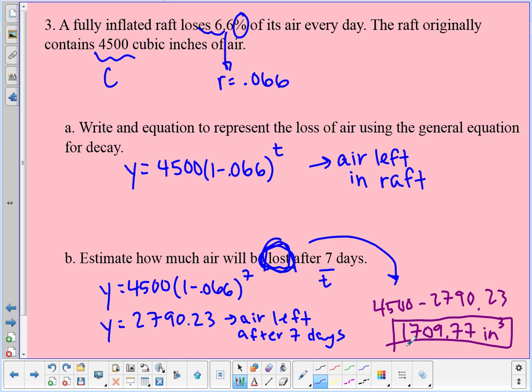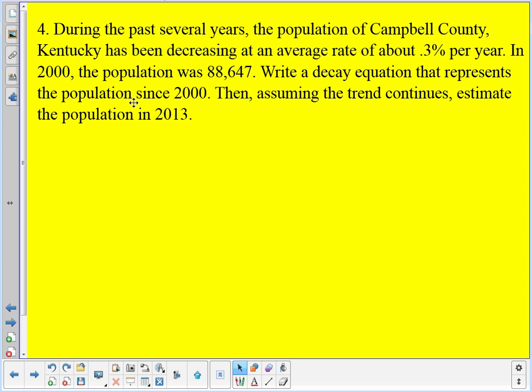So we don't always have to do that second step. It just depends on the wording of the question. The wording in this question was pretty tricky because they want the air lost rather than the air that's left. So just keep that in mind.